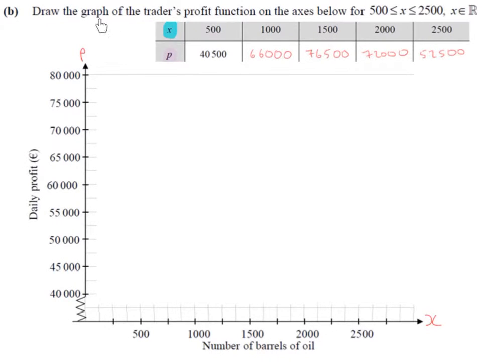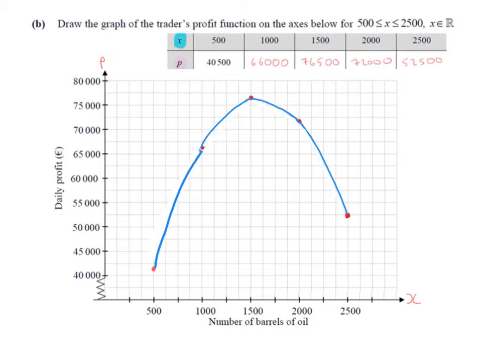Part B, draw the graph of the trader's profit function on the axis below for x greater than or equal to 500, less than or equal to 2,500, where x is an element of R. So our first x value is 500, and our first P value is 40,500. So we go across to 500 on the x-axis, and up to 40,500 on the P or y-axis, and we plot our first point. So that's the first red dot.